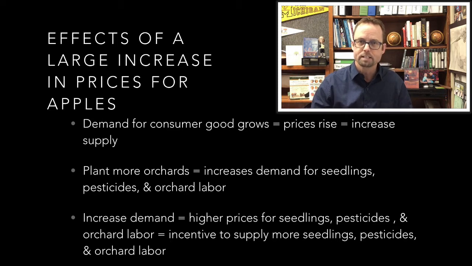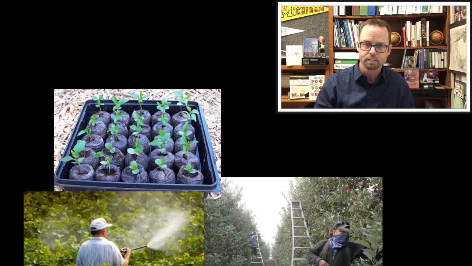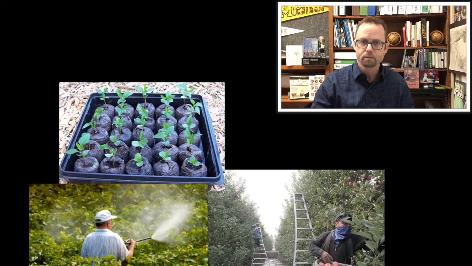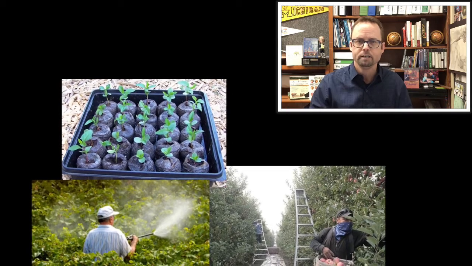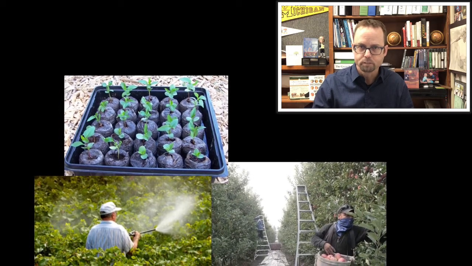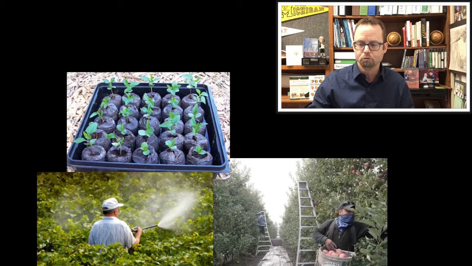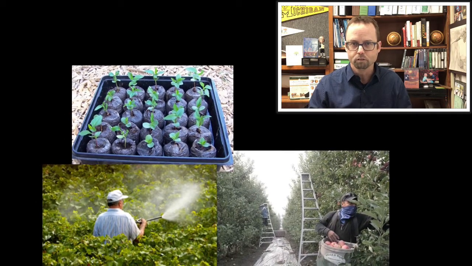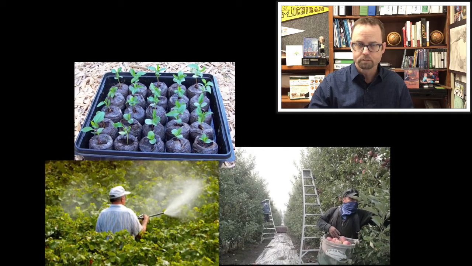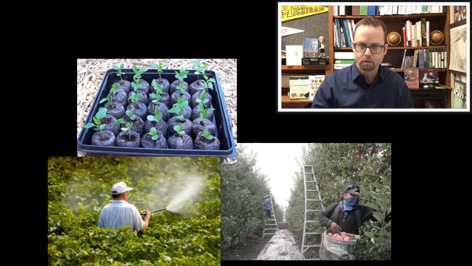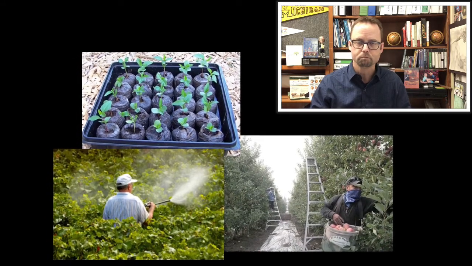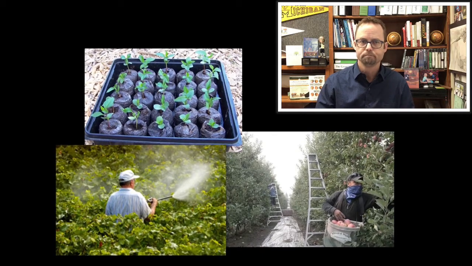Those higher prices send a signal to those who supply seedlings, to those who supply pesticides, to people who will supply orchard labor. And those higher prices attract more. So those who produce seedlings will increase their production of seedlings. Those who produce pesticides will increase their production of pesticides. For those who potentially will help pick apples, orchard labor, that supply will increase as well, all because of the higher prices and the signal that it sends to those who are suppliers and potential suppliers.